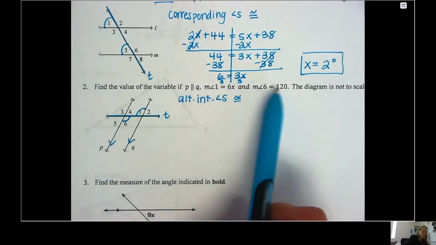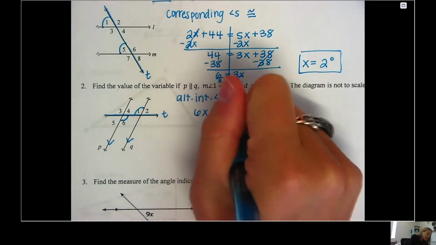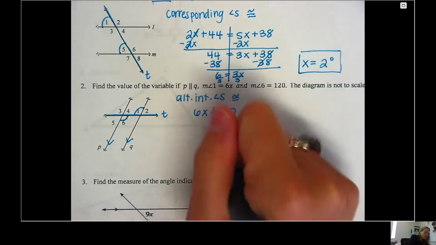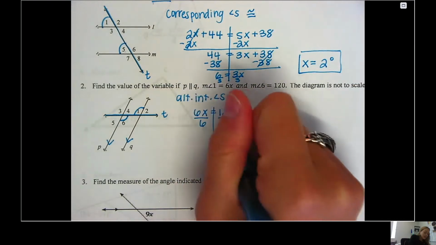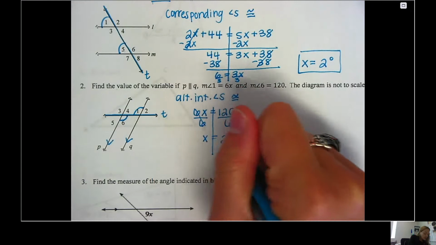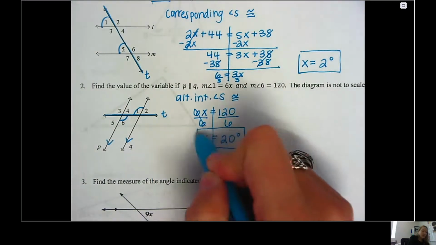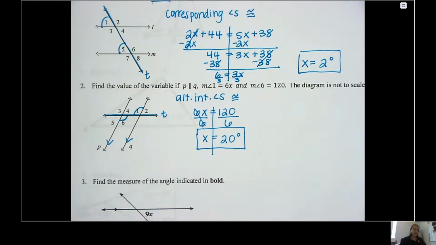So I'm just going to set these two equations equal to each other. 6x equals 120. And then it's just one quick step to get x by itself. I divide both sides by 6. I get x equals 20 degrees. And that's all that the question asks me to do, is find the variable. So I am finished.